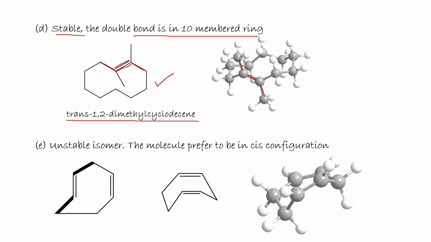For this compound, it is unstable. Why? Again, draw the structure and put it in 3D, and you can clearly find the structure would like to be in a boat cis configuration. Cis, and here is cis.